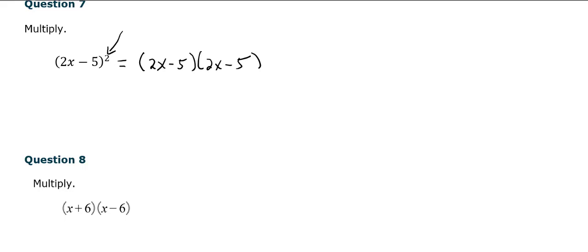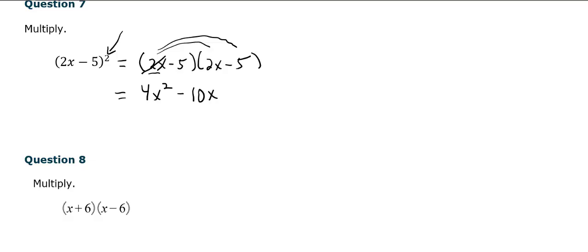So next we're going to use the distributive property again. We're going to start by multiplying the 2x times both terms. So 2x to the first times 2x to the first is 4x squared. 2x times negative 5 is negative 10x. So we've multiplied the 2x times all the terms in the second group.